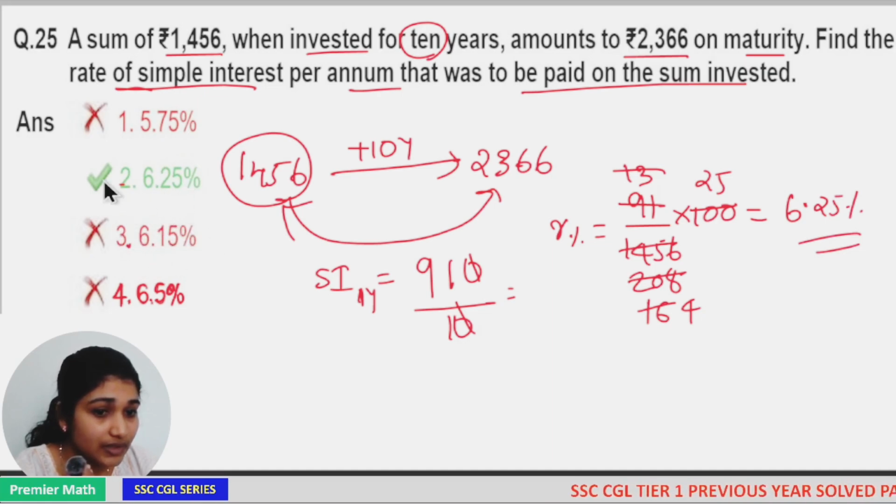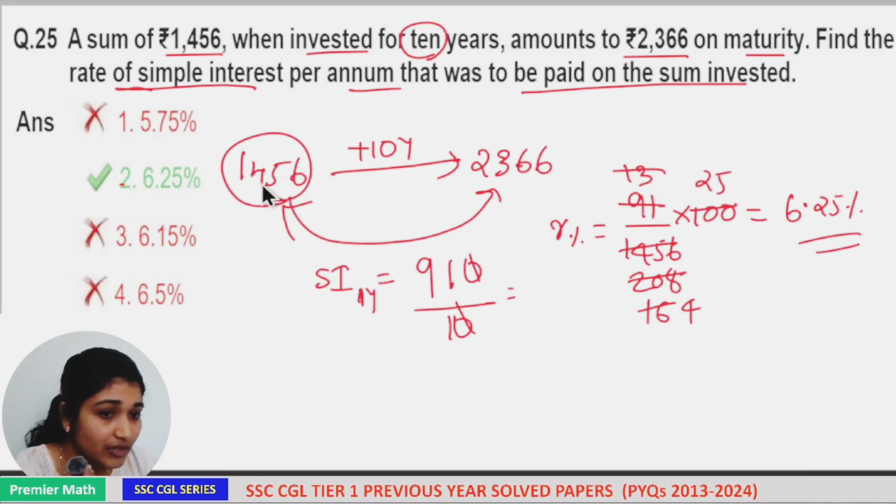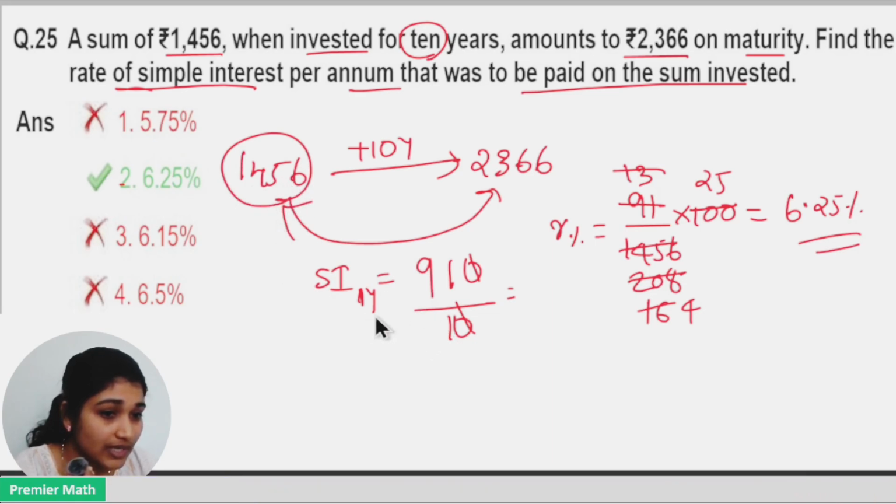That is, here 91 rupees is the interest generated upon this 1456 rupees in 1 year. Then convert it into percentage.